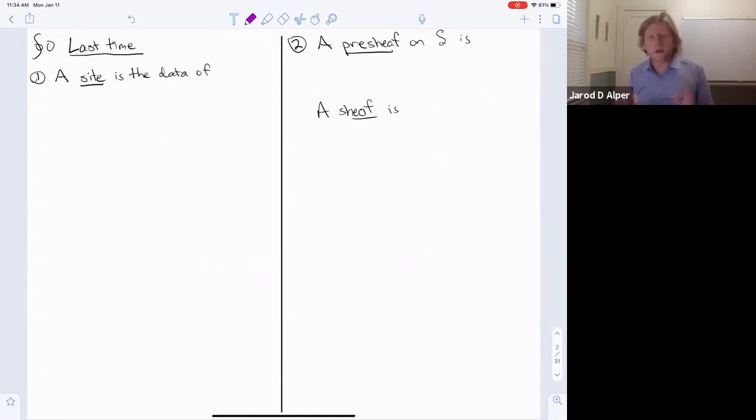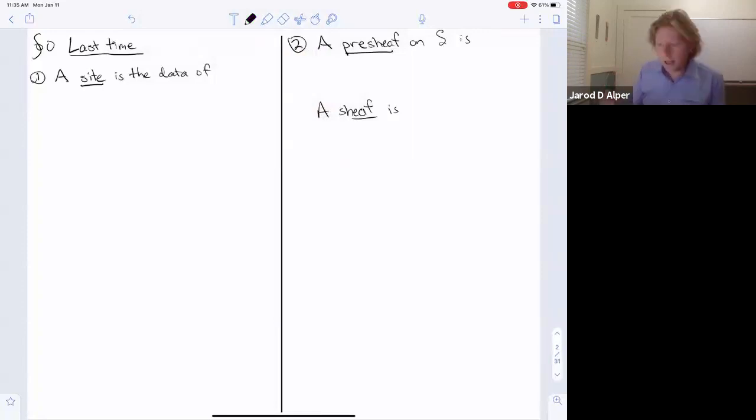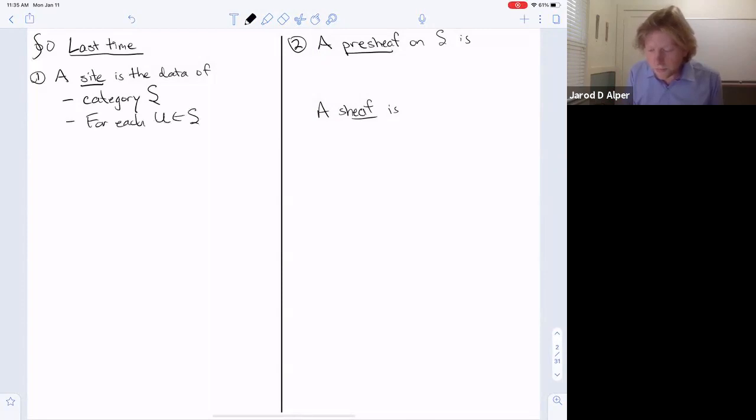But the two things I did introduce formally, and that are important, were the definition of a site and the concept of presheaves and sheaves on that site. So let me recall this definition. A site has the data of, first and foremost, a category, which we'll denote as S, and then for each object in this category, you have a set of coverings.